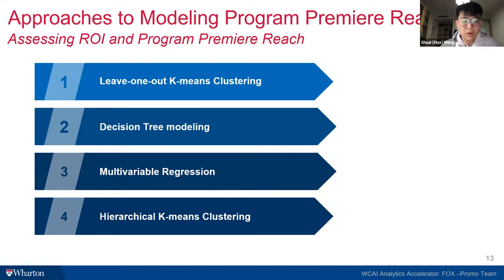The second method is the decision tree method. In our study, the decision tree is mainly used to explore the classification criteria of each attribute value, that is, the threshold value of partition. And the third method is the multivariable regression. We use different variables to predict the value of program premier reach, and due to the time limit, we will not go through this part in detail. The third methodology also did not derive a really convincing conclusion at the end of the project. So next slide, please.